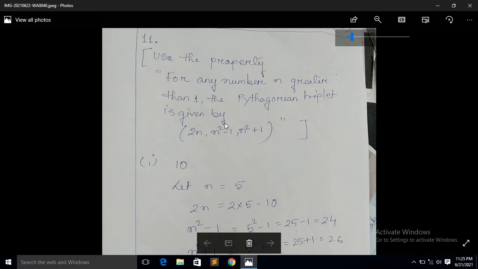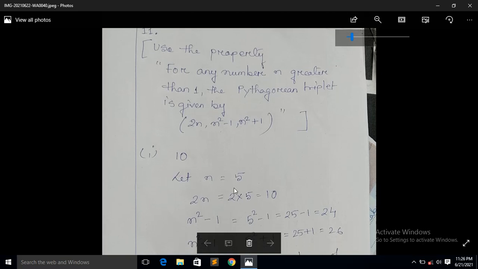Property 7: for any natural number n greater than 1, the Pythagorean triplet is given by 2n, n square minus 1, n square plus 1. At that time, you have to take n as the given number divided by 2. You have to remember that. So 10 divided by 2 is 5, and we take 5 as n.